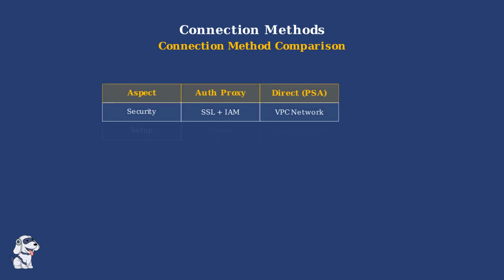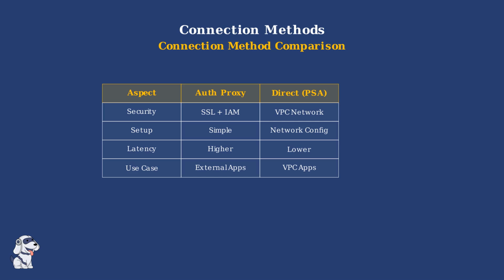Let's now compare these two connection methods to understand when to use each approach. This comparison highlights the key differences between the two connection methods. The Auth proxy offers simplicity and strong security for external applications, while direct PSA connections provide lower latency and are optimized for VPC-based applications. When selecting a connection method, choose the Auth proxy for simplicity and external application access, or private service access for VPC integration and optimal performance within Google Cloud's network infrastructure.